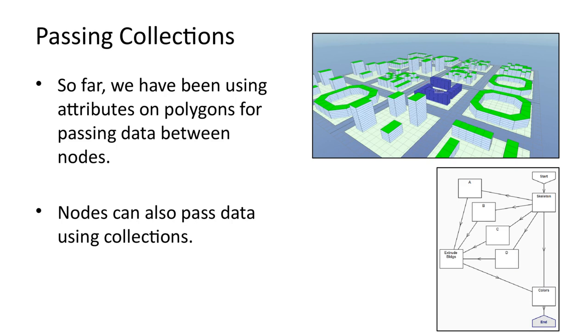Collections offer another way of passing data between nodes. One advantage of using collections is that it results in fewer attributes. In addition, collections also tend to make the semantics clearer and easier to understand.